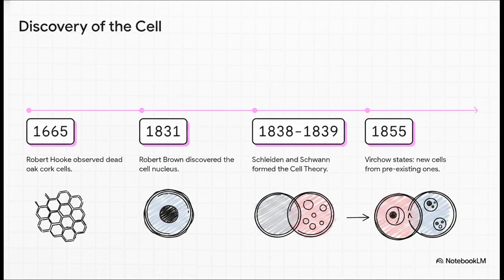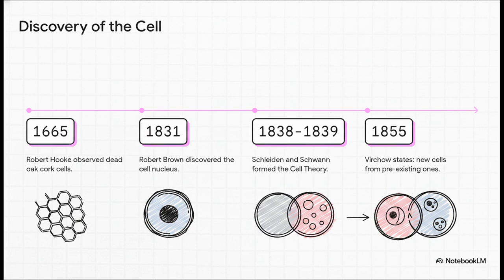Now, it actually took us a surprisingly long time to figure this out. It started way back in 1665 when Robert Hooke first observed dead oak cork cells, which honestly were basically just the empty outer walls. Nothing was inside them anymore. Fast forward to 1831, and Robert Brown discovers the nucleus, essentially the brain of the cell. Then, a few years later, in 1838 and 1839, two scientists, Schleiden and Schwann, had this massive breakthrough. They realized that all plants and animals are made of cells, forming the basic cell theory.